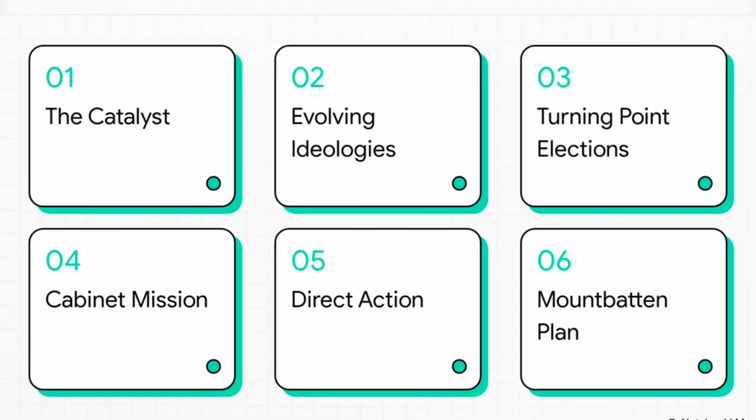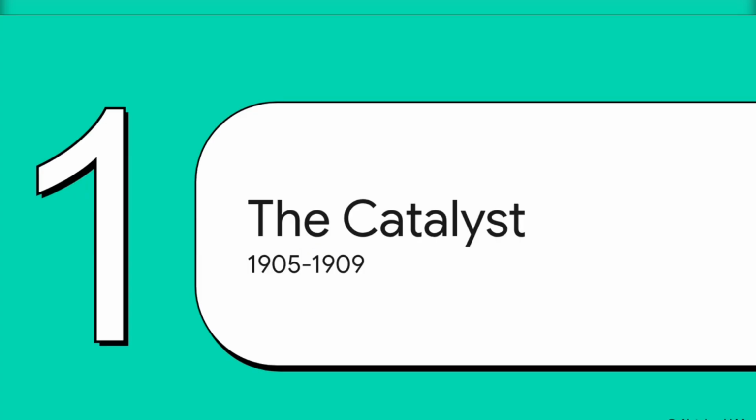To truly grasp the cause and effect of these massive events, we're going to break this down chronologically into 6 parts: the catalyst from 1905 to 1909, evolving ideologies up to the 1930s, the turning point elections, the failure of the cabinet mission, direct action and violence, and finally, the Mountbatten Plan and its tragic cost. All right, let's jump straight into Section 1, the catalyst, covering the years 1905 to 1909.